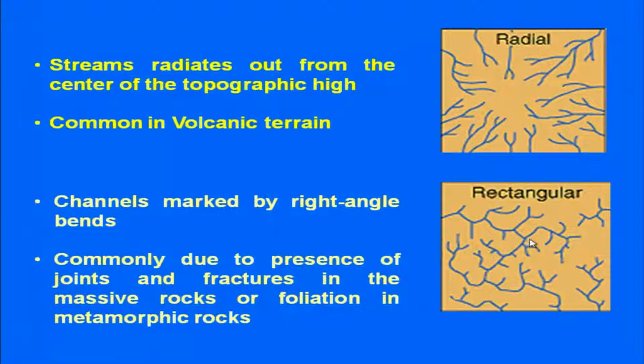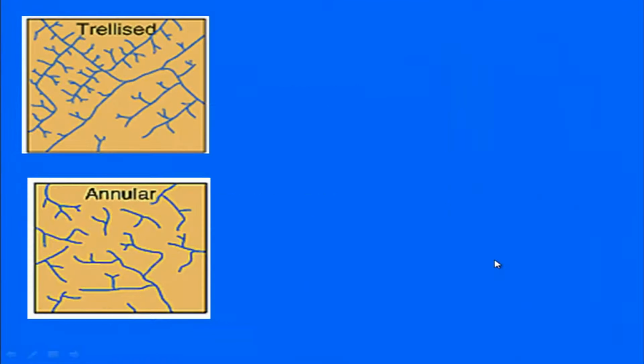Such fractures can control the flow of the drainage, because the water in the stream will try to flow and take the path of least resistance. Hence, if they find a channel through which the water can flow easily, and those are the fractures or joints, then they will start flowing and try to develop a rectangular drainage.